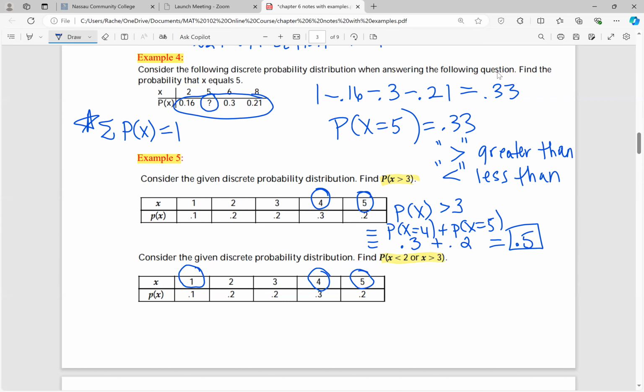So the answer to this is going to be the probability that X equals 1 plus the probability that X equals 4 plus the probability that X equals 5, because those satisfy X being less than 2 or X being greater than 3. So we're going to take 0.1 plus 0.3 plus 0.2, and we're going to get 0.6.